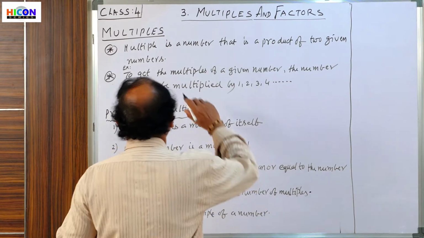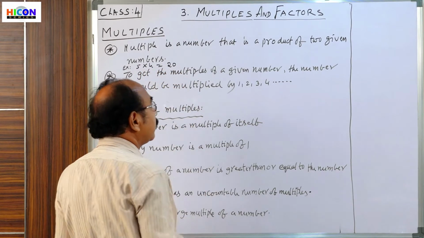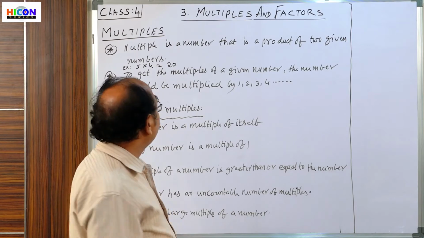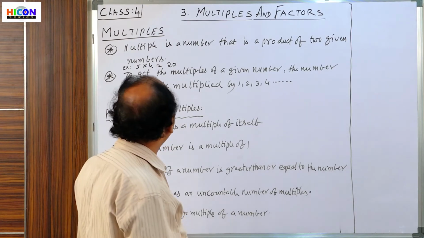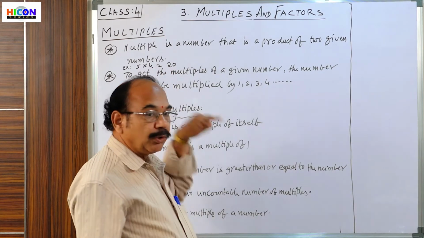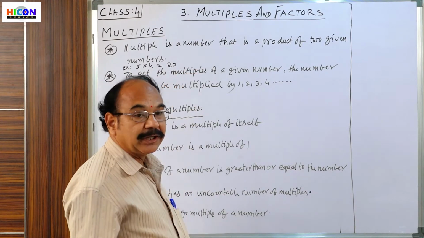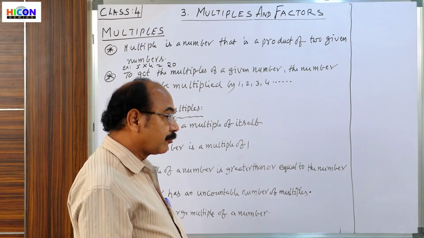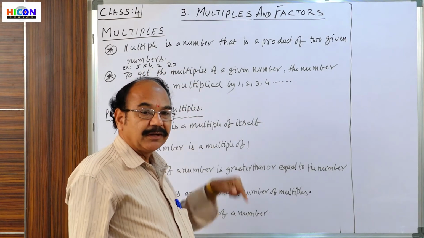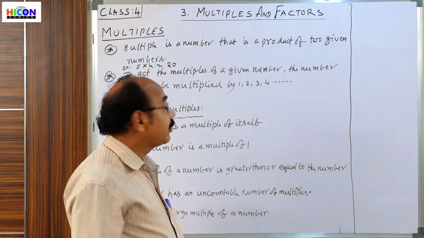Suppose we take the numbers 5 into 4. 5 fours are 20. So here 20 is the product of 5 and 4. Why? Because if you multiply 5 and 4, we get 20. That's why 20 is called the product of the two given numbers 5 and 4. And we say that 5 and 4 are the factors or divisors of 20.